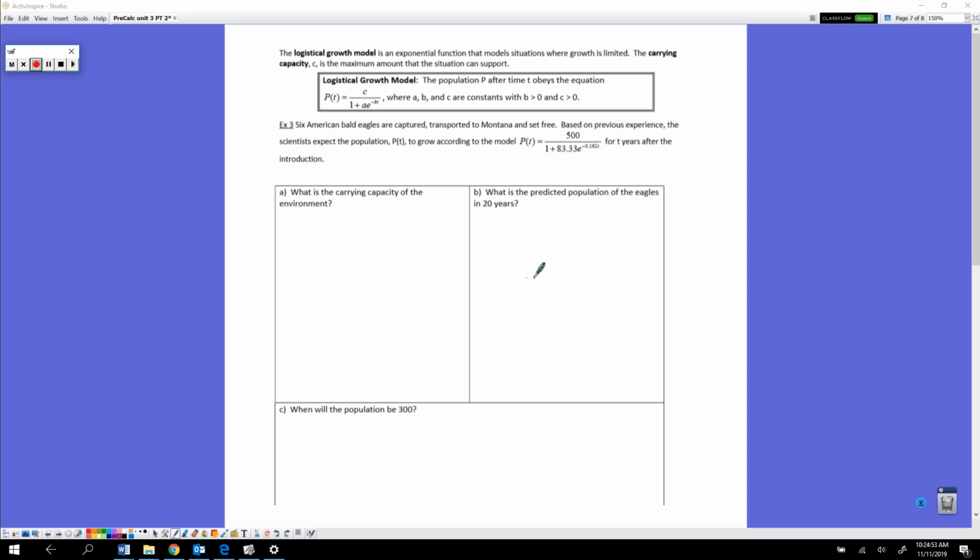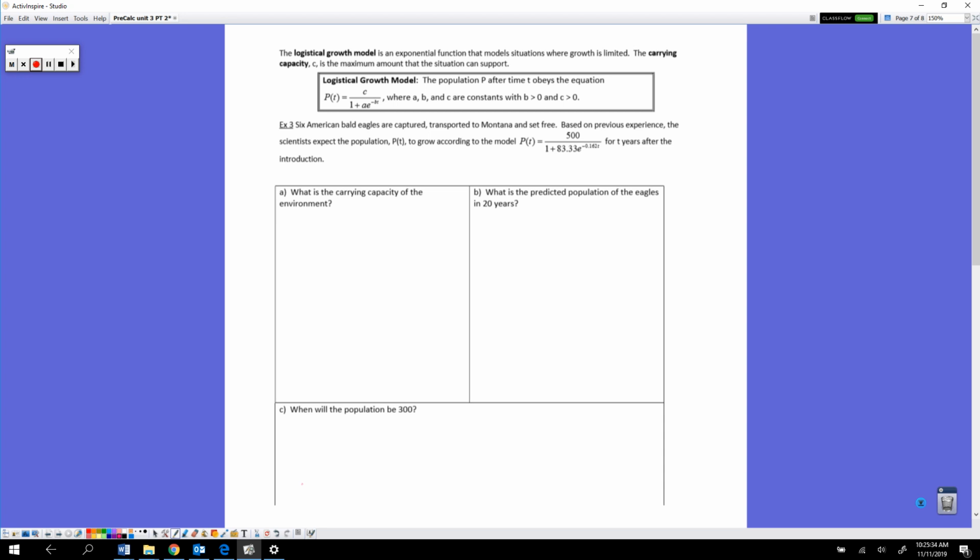So basically, you're going to be given this equation, with the population P after time t obeying the equation. Here's our equation, and notice we have a couple of variables. A, B, and C are going to be constants. B and C will both be greater than 0. P is going to be the population. C, if we go back up here, is the carrying capacity, so it's the maximum amount that a situation can support. This is the most of something that can be in the situation. And then A and B are just going to be two other constants that we will have to find, and t will be time.